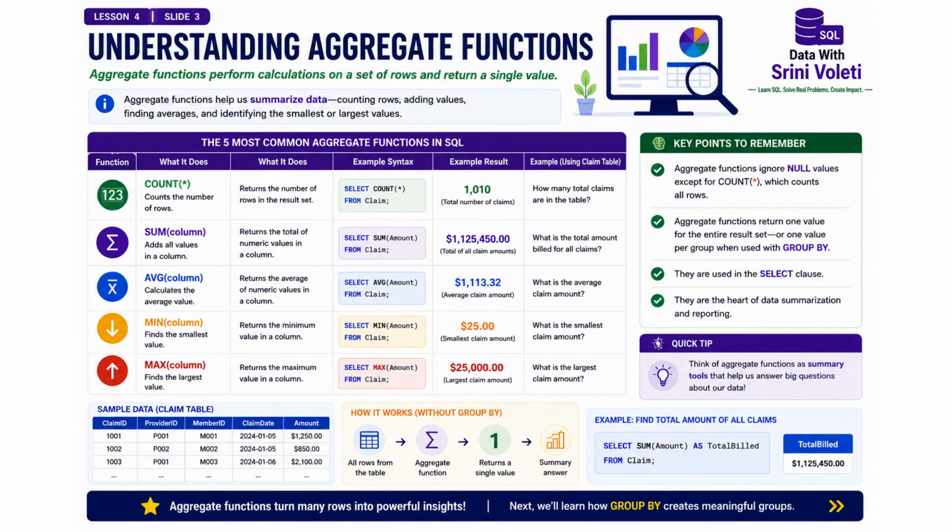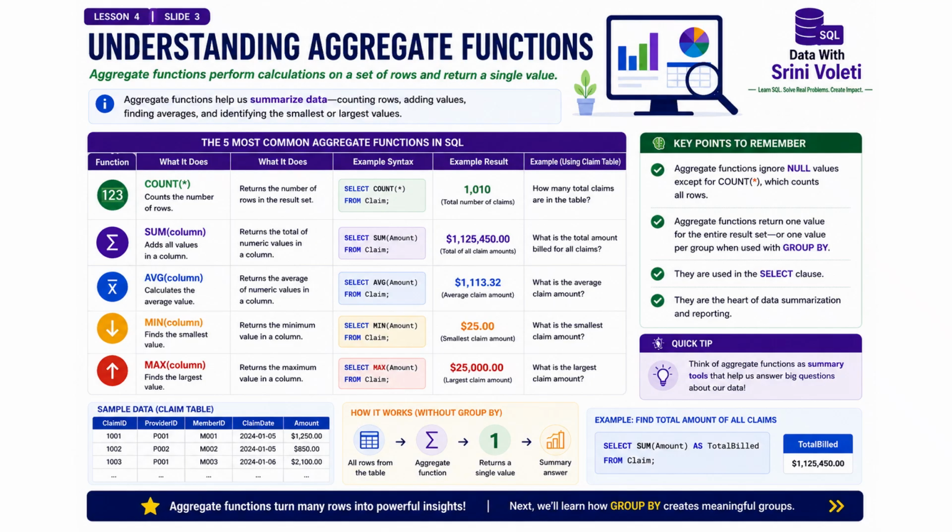Now, notice something important. Every one of these functions returns a single value. Without group by, they summarize the entire table. For example, count returns one total number of claims, sum returns one total billing amount, average returns one average, min returns one smallest value, max returns one largest value.